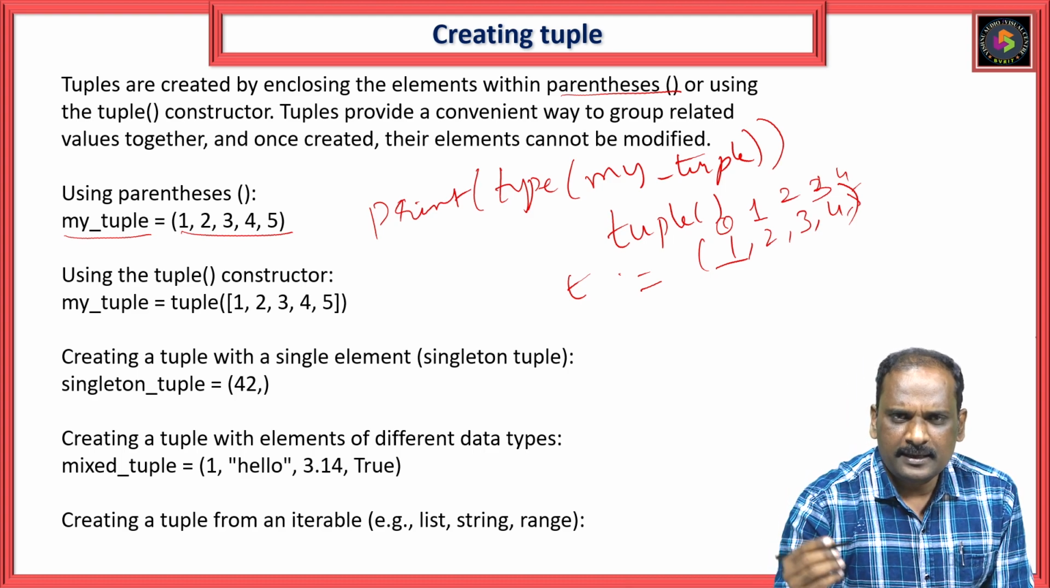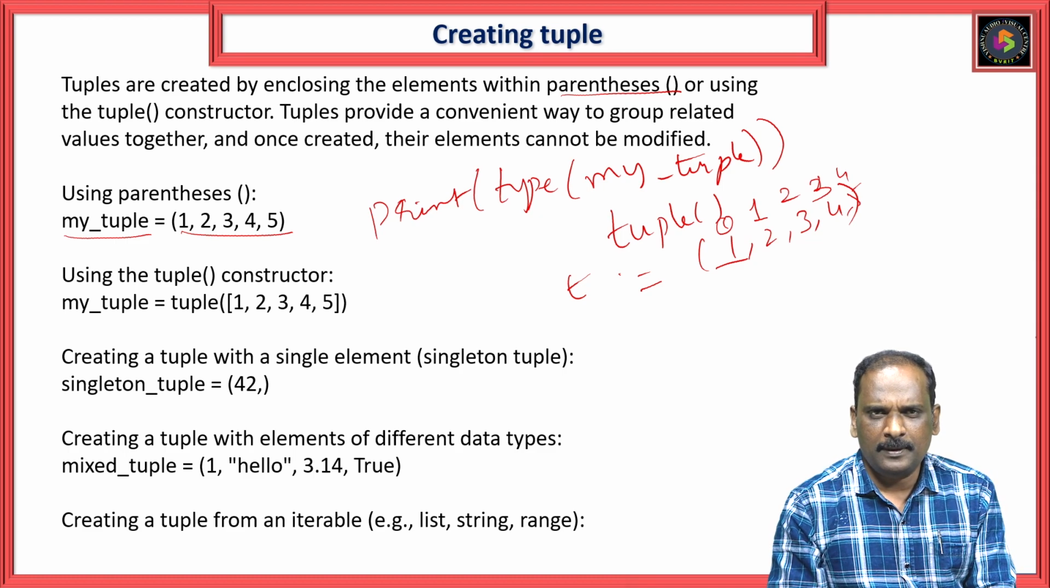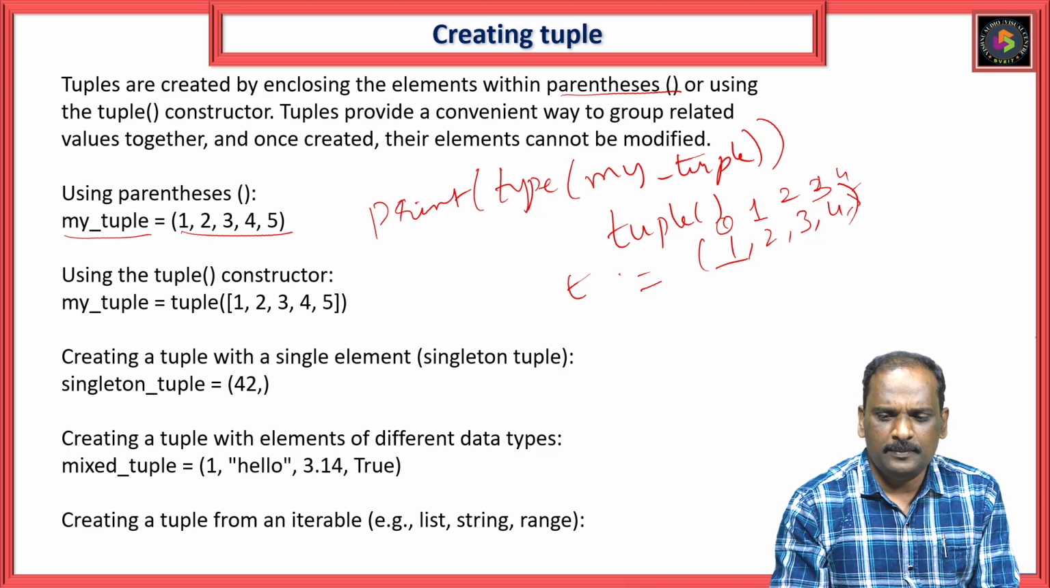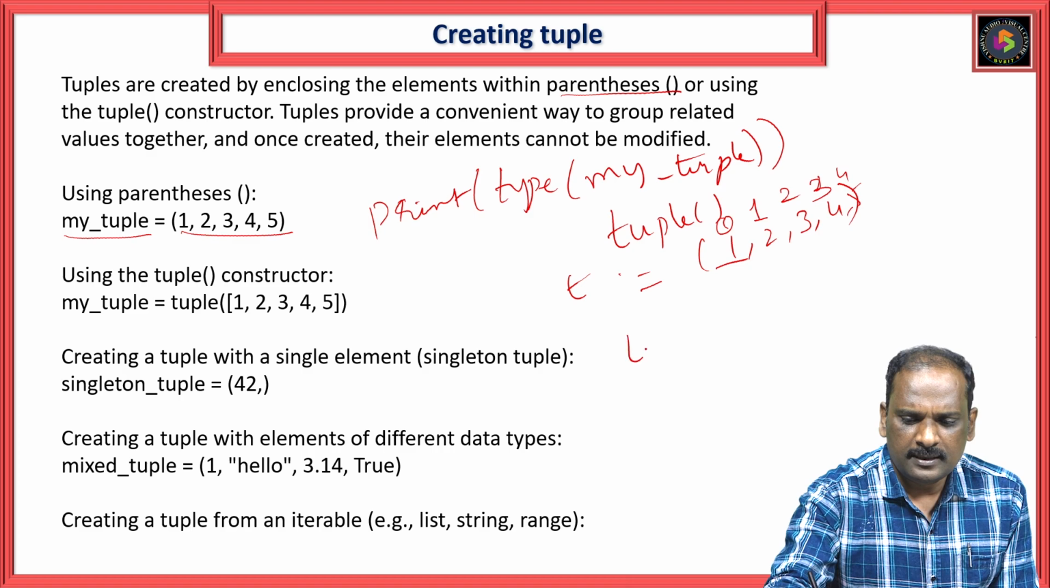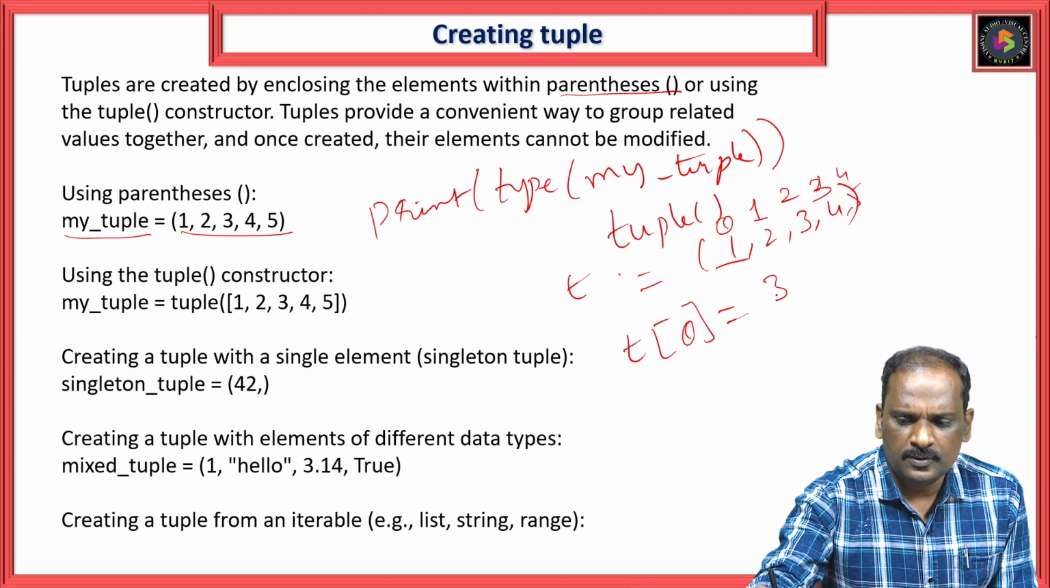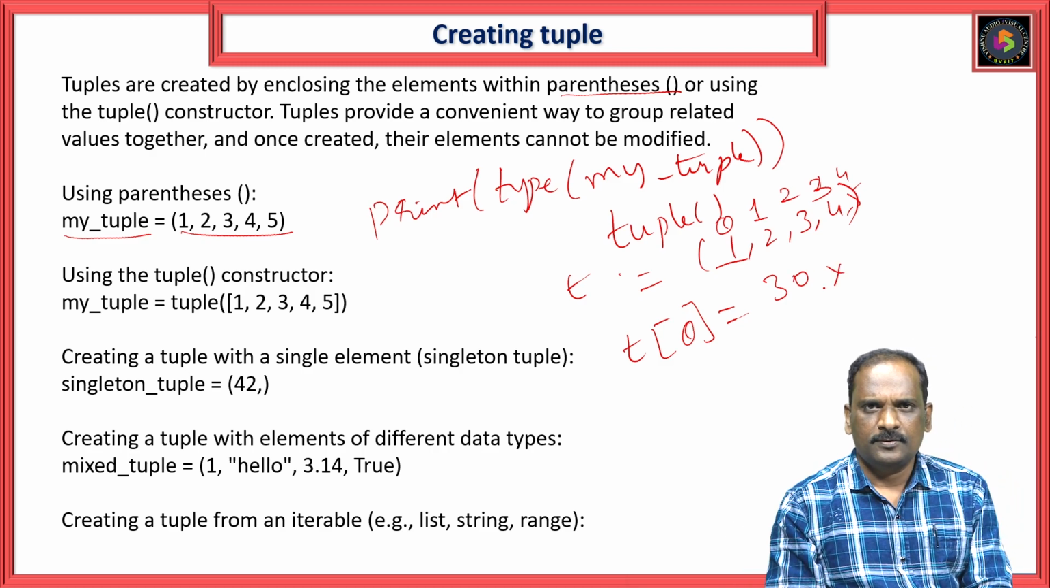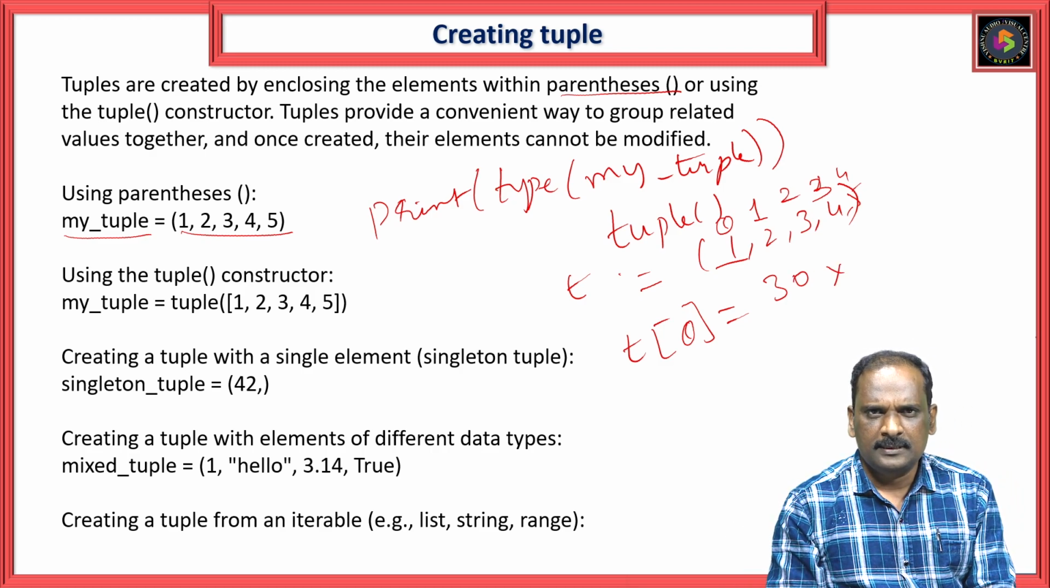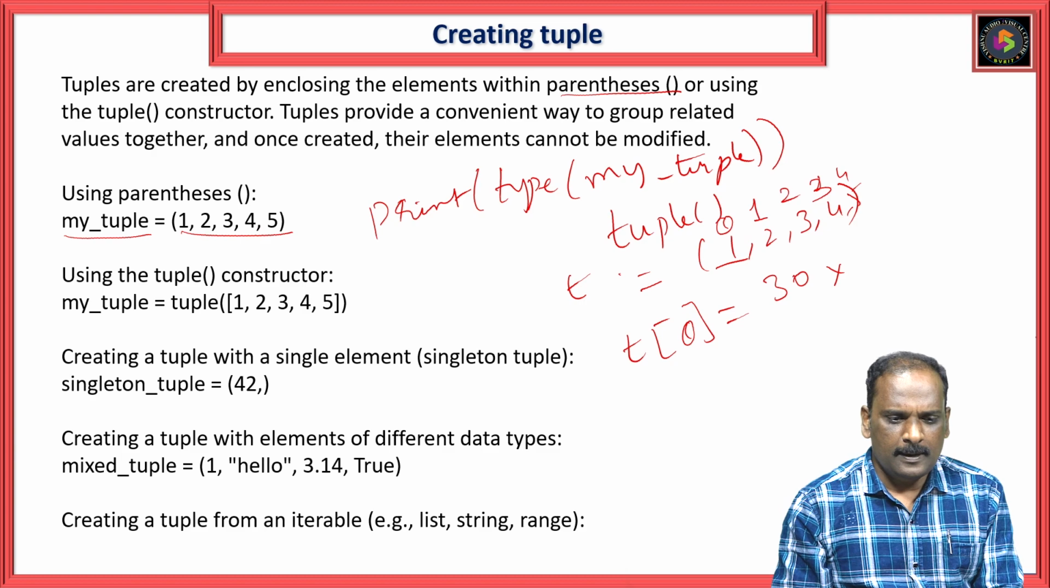And I said that the tuple elements cannot be changed. That means it is immutable. I cannot change the value. For example, T of 0 is equal to 30 is not applicable because the tuple is immutable. That means we cannot modify or change the values of the tuple.